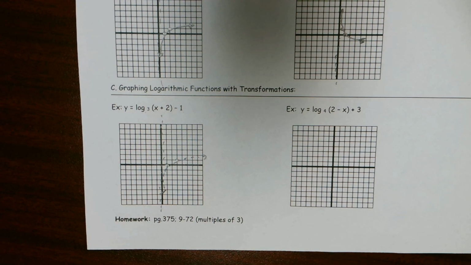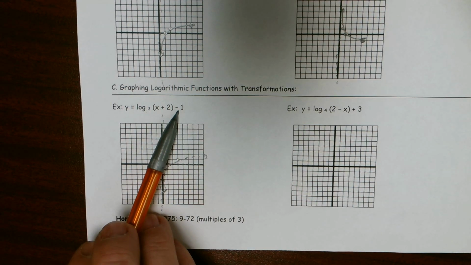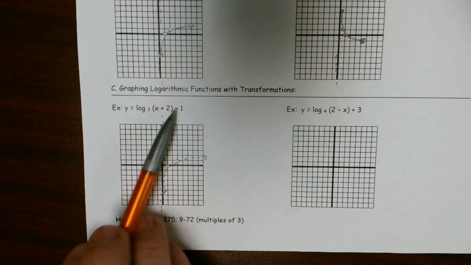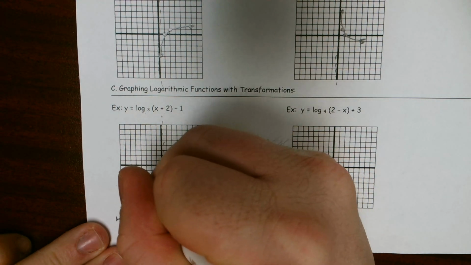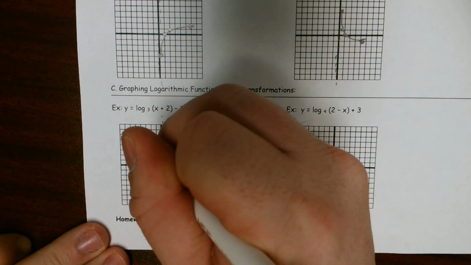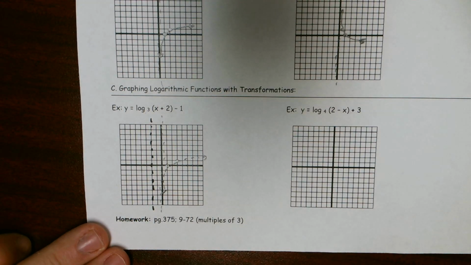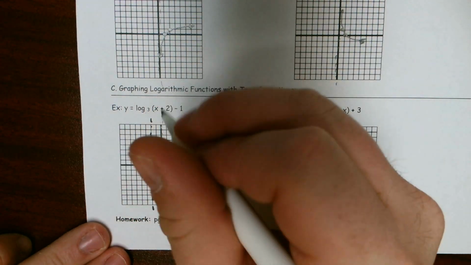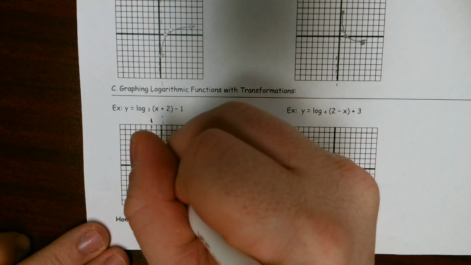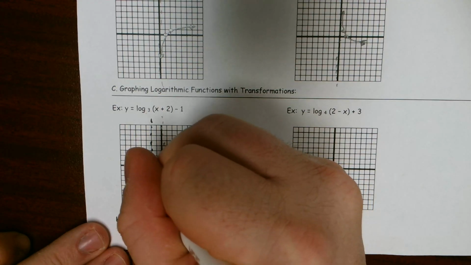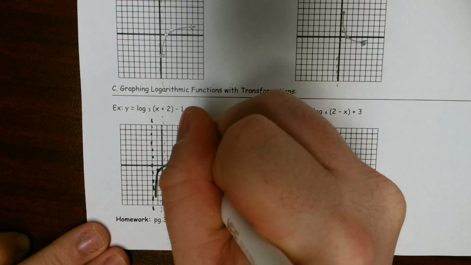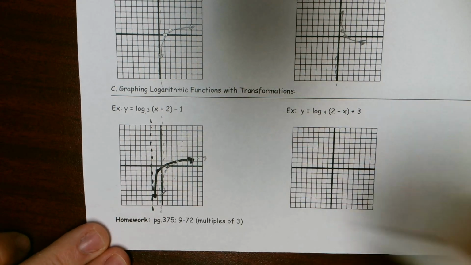Now we need to take all those points and slide them to the left 2 down 1. Okay, so first things first, our vertical asymptote is going to go left 2. Doesn't necessarily need to go down 1. And all our other points are going to go left 2 down 1. And in my solid black, you can see my final picture.